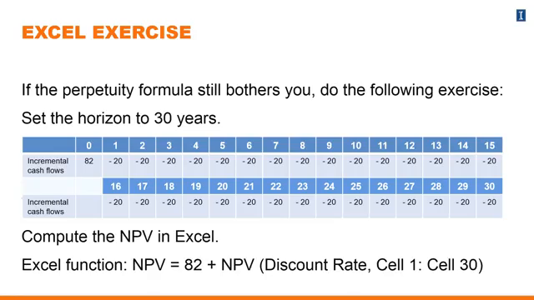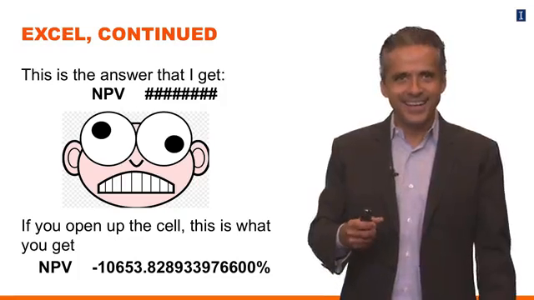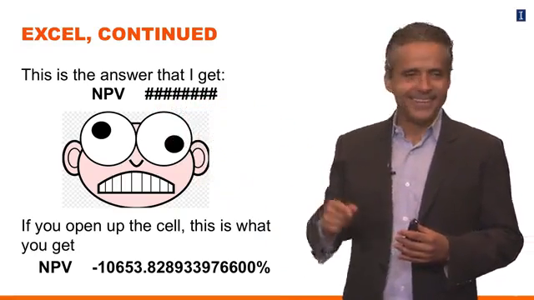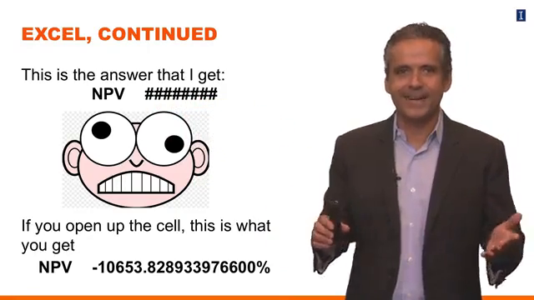To compute the NPV in Excel, all you need to do is to use this Excel function. There is a function in Excel that is literally called NPV. In the NPV function, you write the discount rate, in this case 10%, as the first argument, and then you refer to the cells, cell 1 to cell 30. Then you should be able to compute NPV in Excel. The problem is that what I end up getting is that answer here. Instead of getting minus 118, I just get a blank.